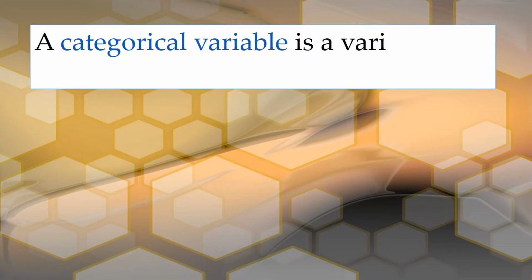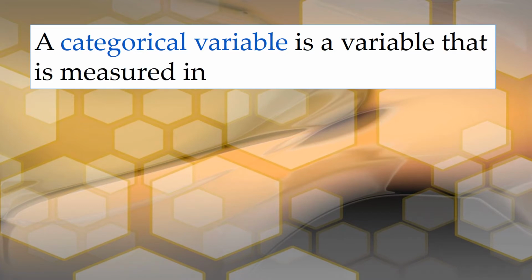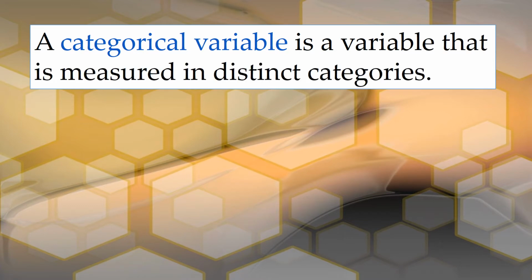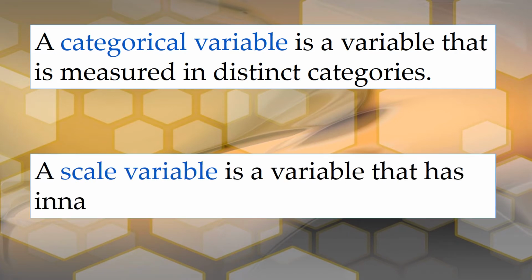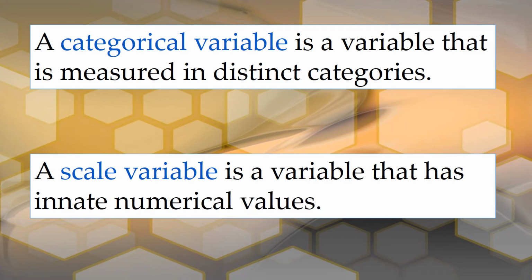So now we're going to go over another way to categorize variables besides levels of interest, and that way is levels of measurement. And here's a definition for you. A categorical variable is a variable that is measured in distinct categories, and this is in contrast to a scale variable, which is a variable that has innate numerical values to it. Okay, categorical versus numerical.